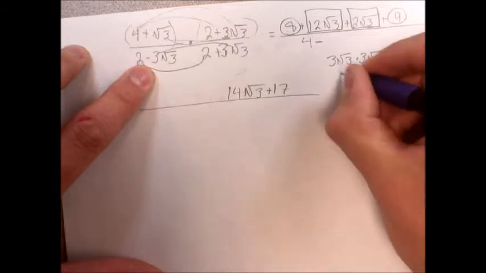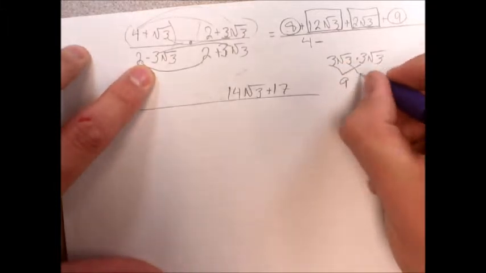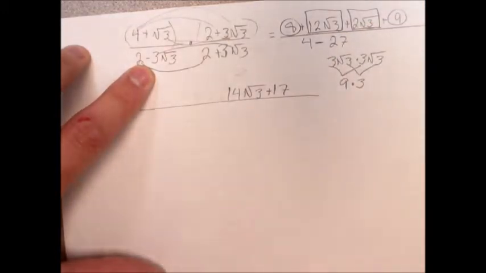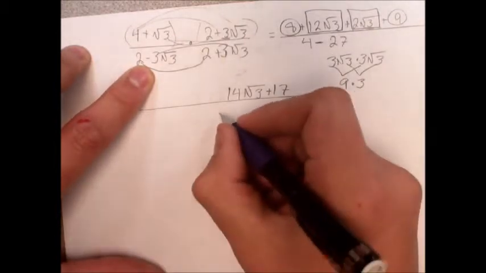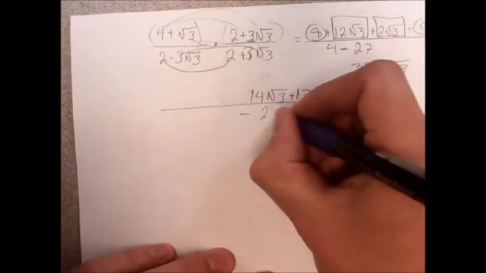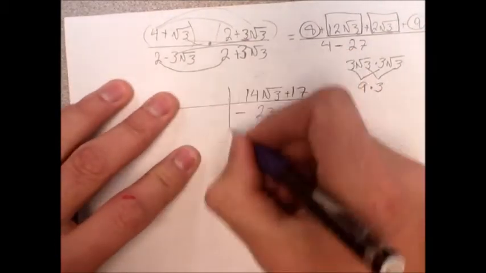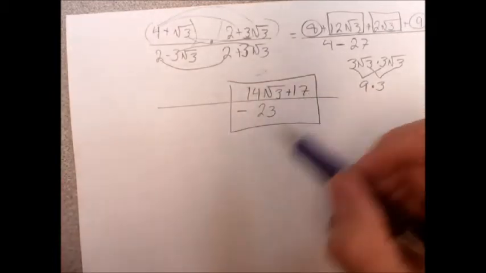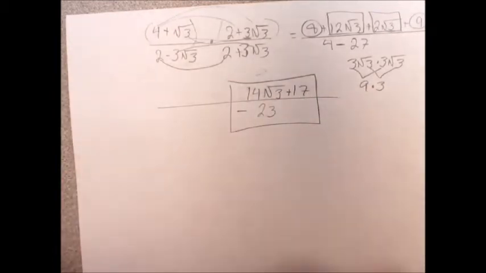So looking at the front pieces, I get 9. Looking at the back pieces, I get 3. And 9 times 3 is 27. Okay? 4 minus 27 is what? Negative number? Negative 23. Now, if there is no common thing that I can pull out because 17 is prime, then that's the end of my answer. I just circle it, or square it, whatever you do.